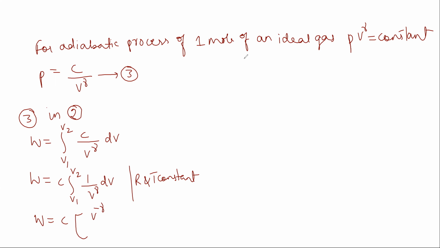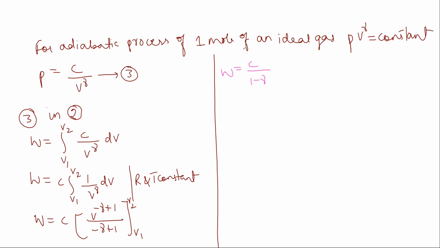is integrated as V raised to minus gamma plus 1 divided by minus gamma plus 1. After integrating, we write the limits V1 and V2. Next step, look: W is equal to C divided by 1 minus gamma taken outside, and we write V2 raised to minus gamma plus 1 minus V1 raised to minus gamma plus 1. So next, W is equal to 1 by 1 minus gamma, because when C is multiplied inside, C into V2 raised to minus gamma plus 1 minus C into V1 raised to minus gamma plus 1.